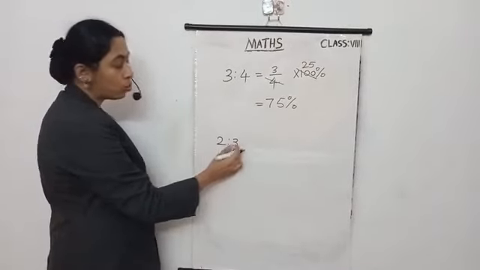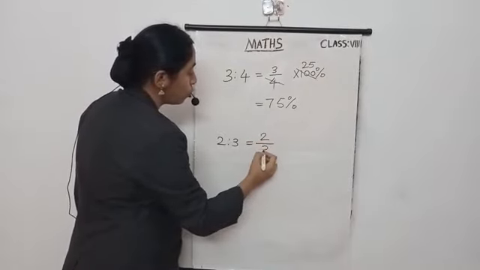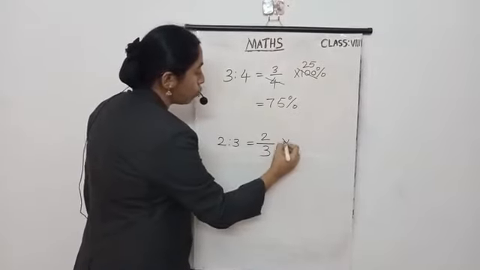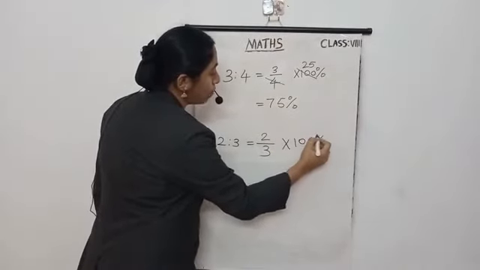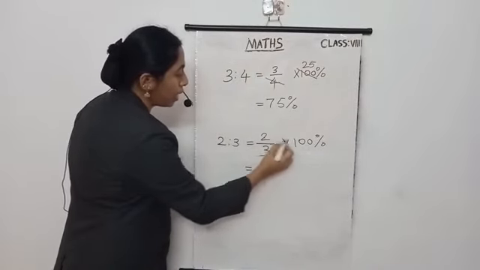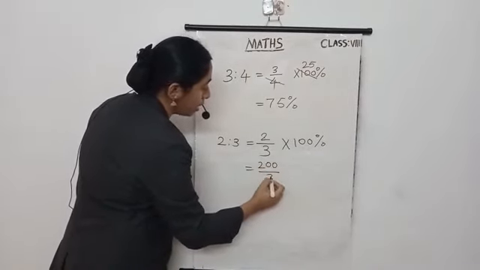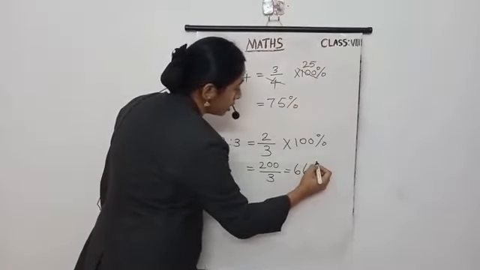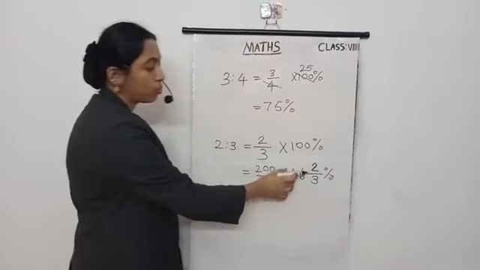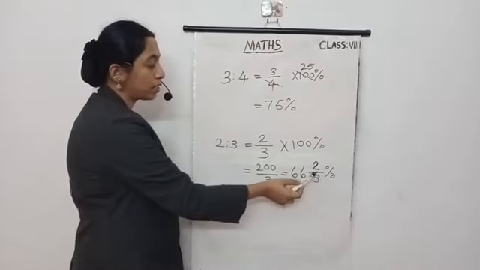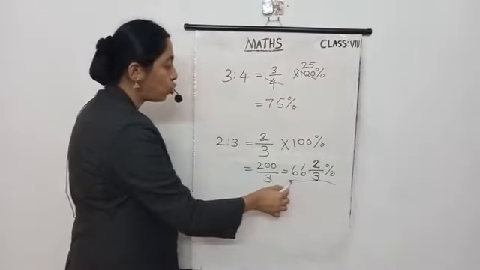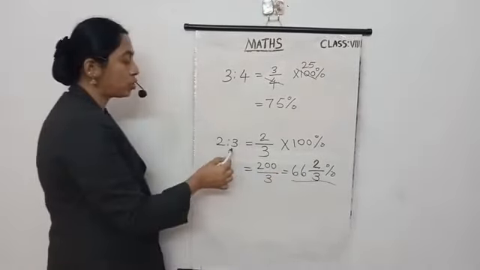The same way, 2 is to 3. 2 is to 3 is 2 by 3. Now we need to convert this into percentage. That is 2 by 3 into 100 percentage. Now 2 into 100 we get 200 by 3, and dividing 200 by 3 we get 66 and 2 by 3 percentage. That is 66 quotient, 2 is the remainder. So we get 2 is to 3 in percentage as 66 and 2 by 3 percentage.